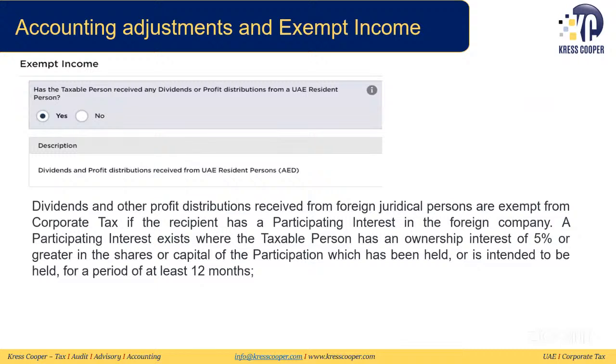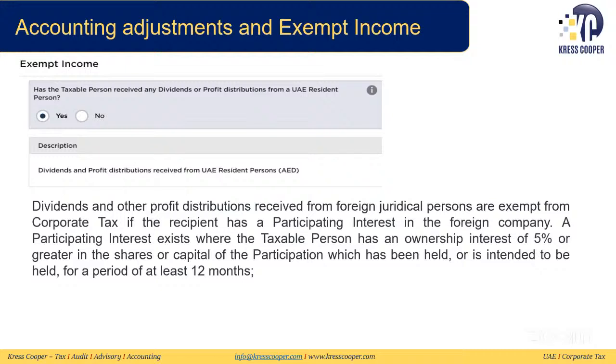Then exempt income. We know certain income is exempt, so it has to be excluded from our accounting income. For example, dividend income which is received from a UAE resident person has no conditions, it is exempt. So if you have received any dividend from any resident juridical person, then you will have to click it as yes.